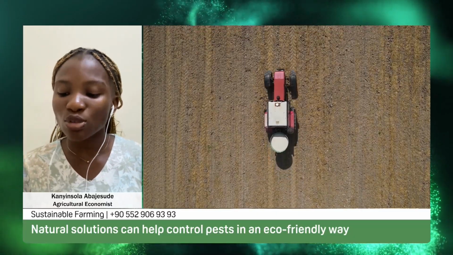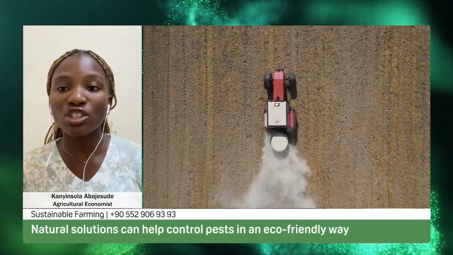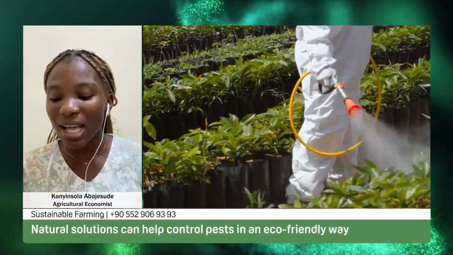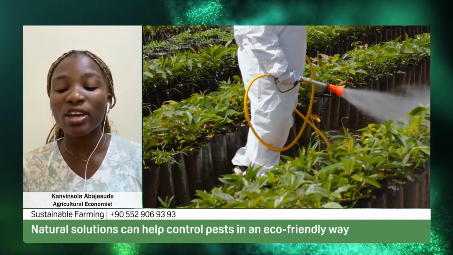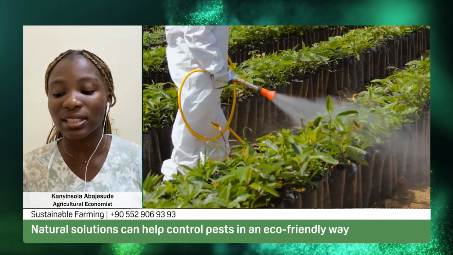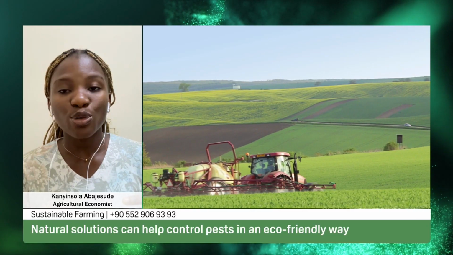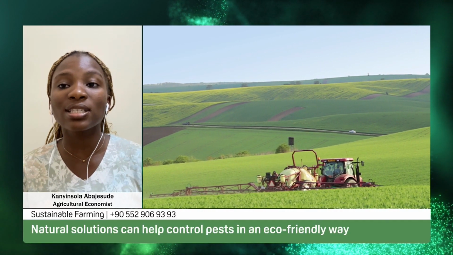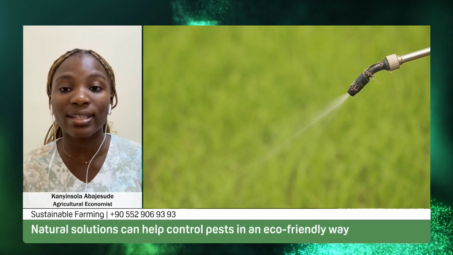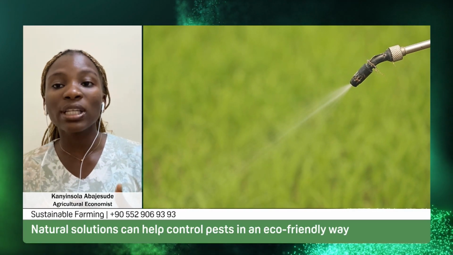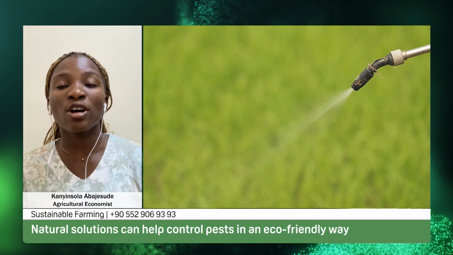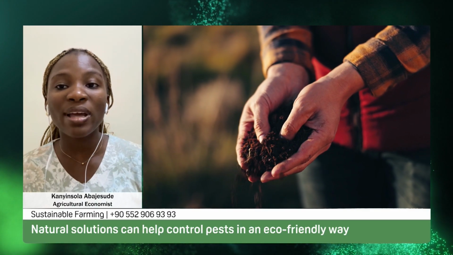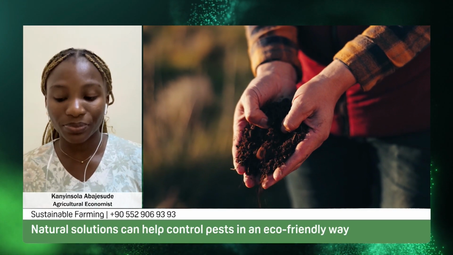Also, you can make use of biological control like ladybirds, parasitic wasps, and also disease-resistant varieties. Planting disease-resistant, pest-resistant varieties are all natural solutions to help control pests in a sustainable and climate-friendly manner.